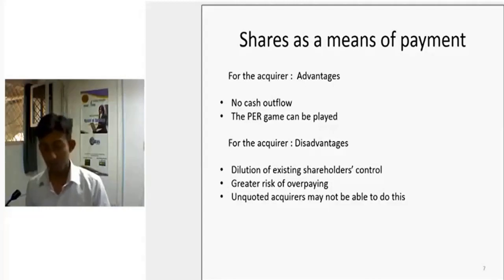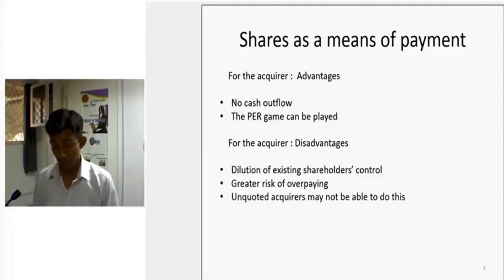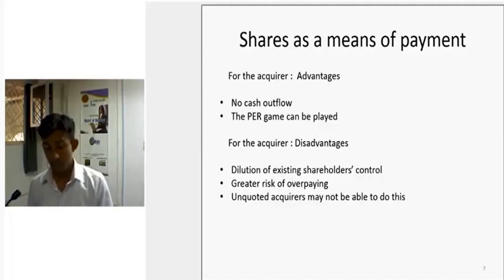So therefore, we use the price earning ratio game. We can use that. And also as a disadvantage, we said we take a risk of overpaying, and there will be a dilution of the existing shareholders' control, and so on and so forth. And of course, for you to have an exchange, there should be a quoted price.